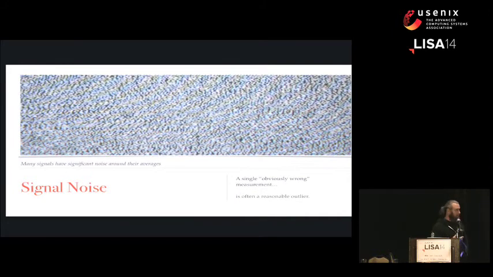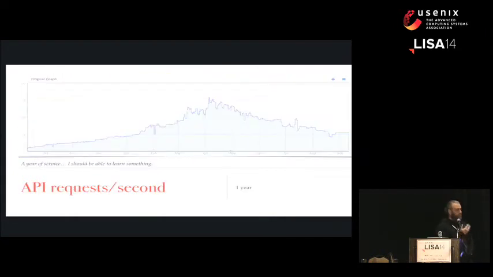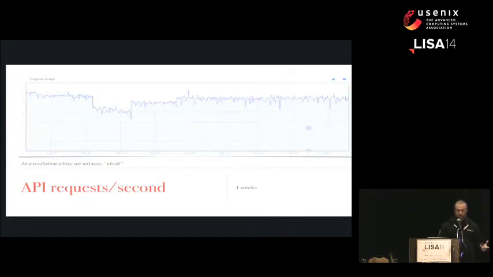So now we have another problem, which is actually a really deep and difficult problem to solve, is that our signals are really noisy. So this same API request per second signal looks fine, whatever. So I'm going to actually look at the last 4 weeks there, and I think that's a whole year, and it looks like this. All right. So it would have been really useful if someone had told me when it dropped there, right? I didn't set a threshold on it.